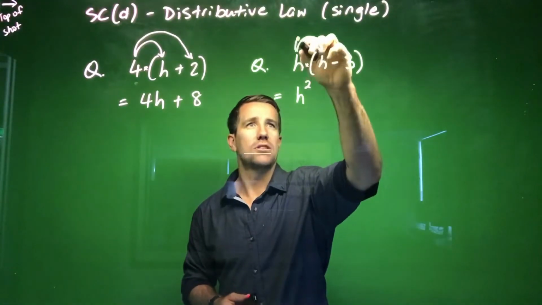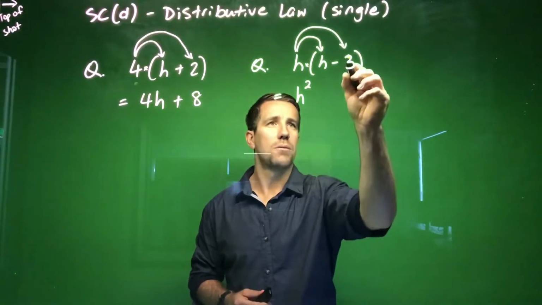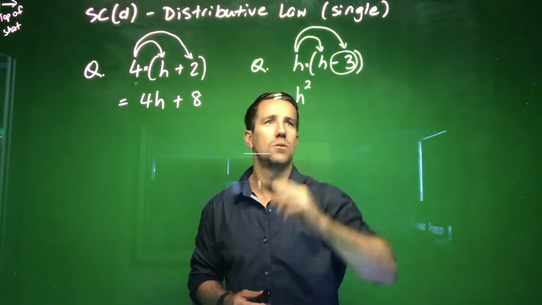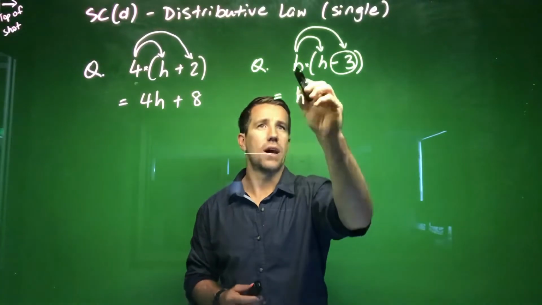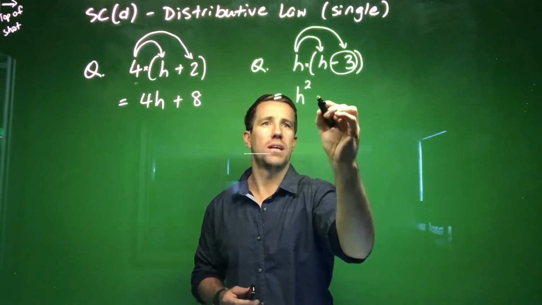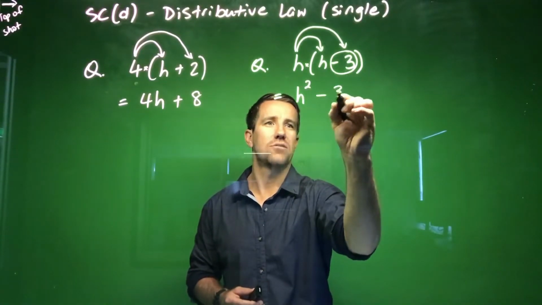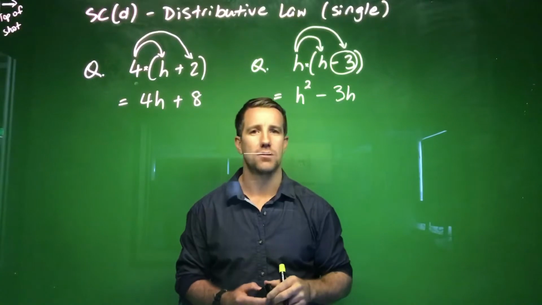We then take H out here and we multiply by the second term. Now it's important to remember that second term actually includes that operation. So H times negative 3, we've got a positive multiplied by a negative, so straight away it's going to be subtract. And H times 3 gets us H3, or we'll write that as 3H.